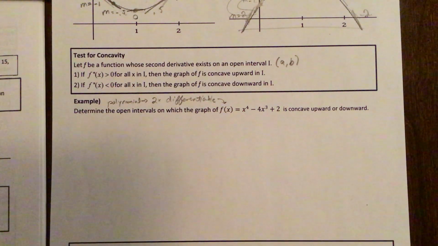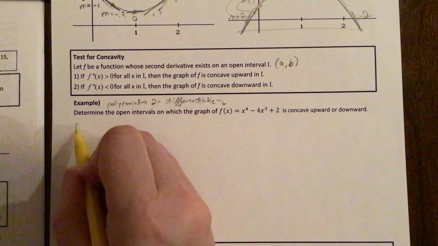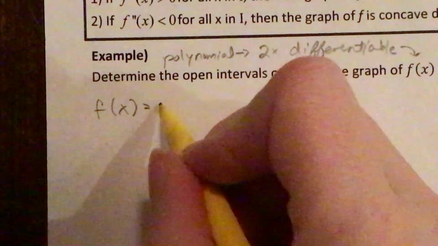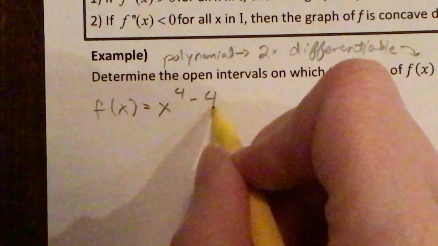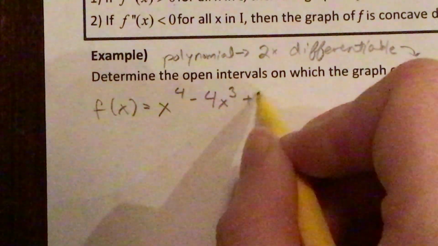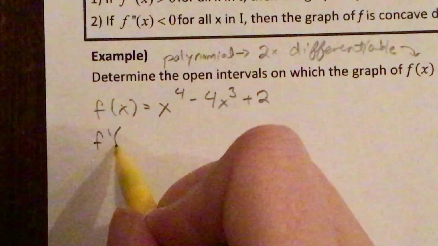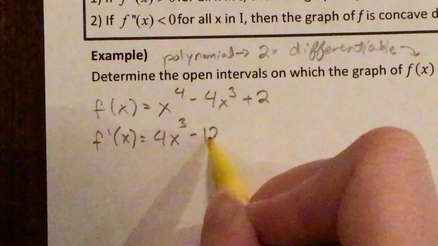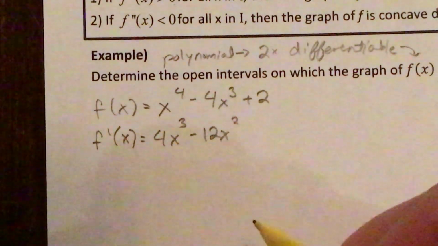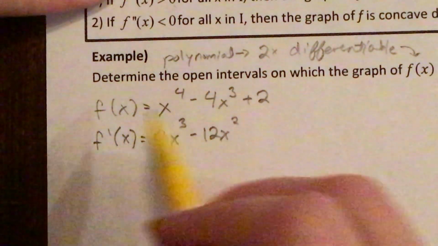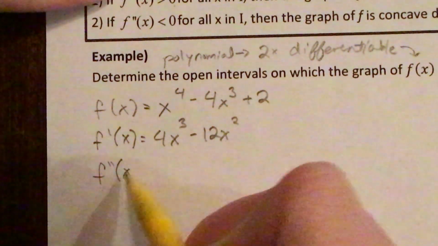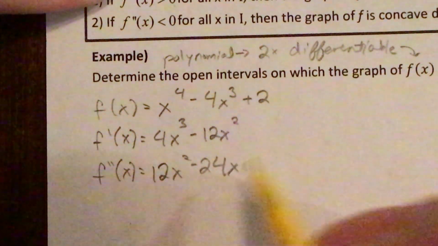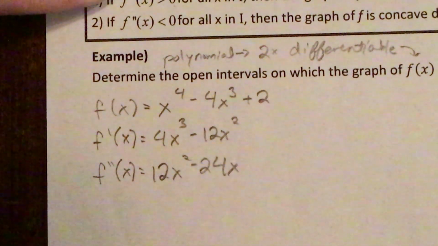Okay. So let's find our derivatives. What is f of x equals x to the 4th power minus 4x cubed plus 2. First derivative is 4x cubed minus 12x squared plus 0. The derivative of this, f double prime of x equals 12x squared minus 24x. Okay. Concave upward or downward.